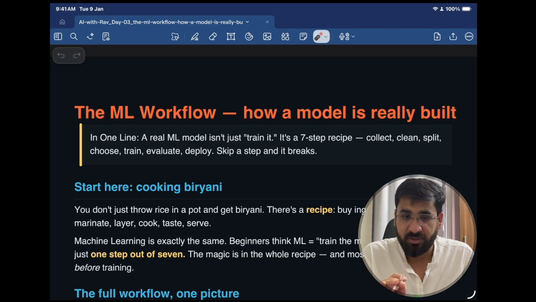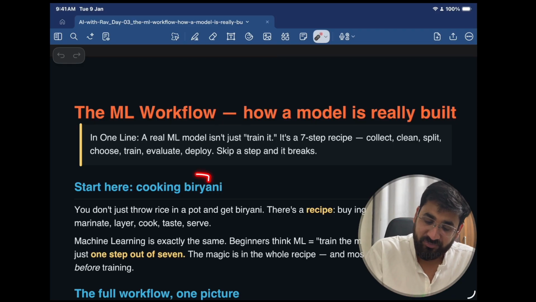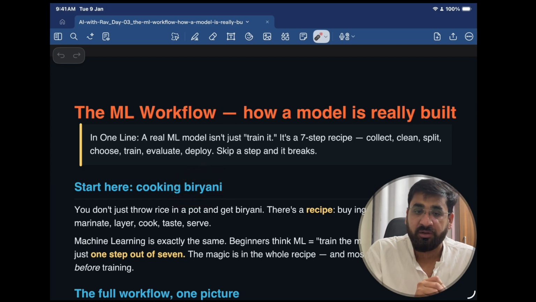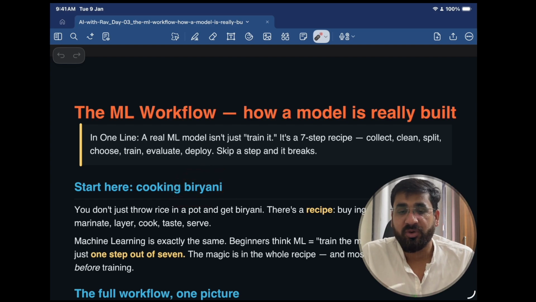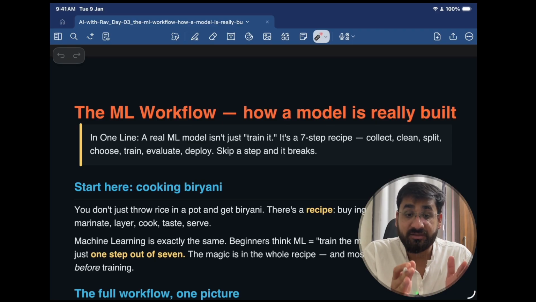I will tell you, but as usual we are going to learn everything through a story. And the story is about the most likable thing for everyone, biryani. So when I ask you to cook a biryani, if you are a good cook and you love cooking, do you think you will just do that and biryani will be there? No, there is a step by step process, right? For every process there are steps.